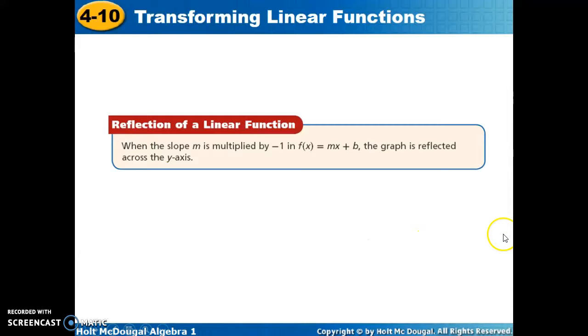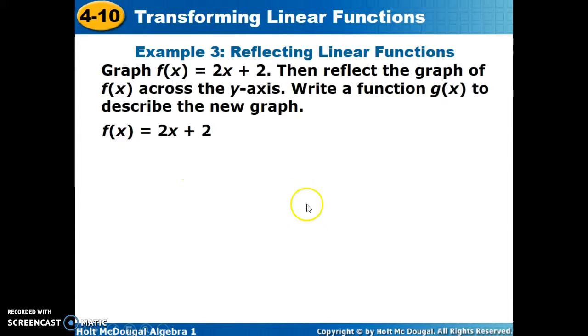Here's a quick, nice, easy definition. When the slope m is multiplied by -1, f of x equals mx plus b, the graph is reflected across the y-axis. So with that in mind, let's look at f of x now, the function 2x plus 2, and reflect the graph across the y-axis. Write the function g of x to describe the new graph.